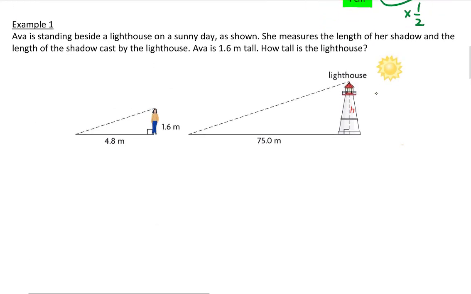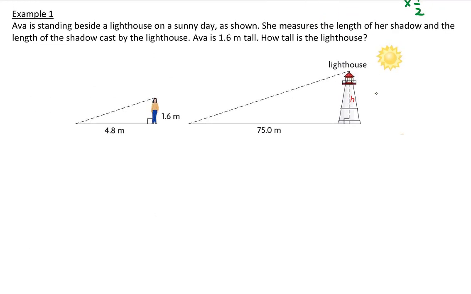So let's look at an example. Ava is standing beside a lighthouse on a sunny day as shown. She measures the length of her shadow and the length of the shadow cast by the lighthouse. If Ava is 1.6 meters tall, how tall is the lighthouse?